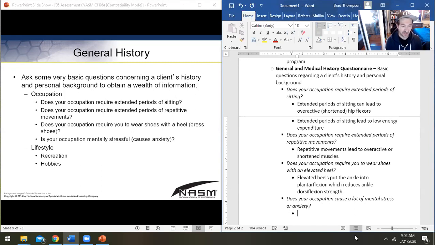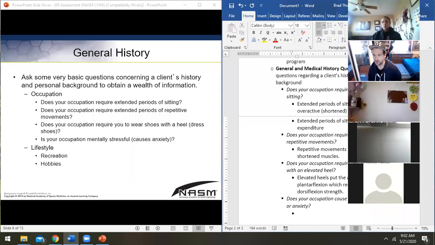So this one, let's see, how well do you guys remember? Why do we ask about stress? What happens with stress in particular? It elevates the shoulders. It puts the upper body in that compromised position. Yeah, absolutely. I like it.